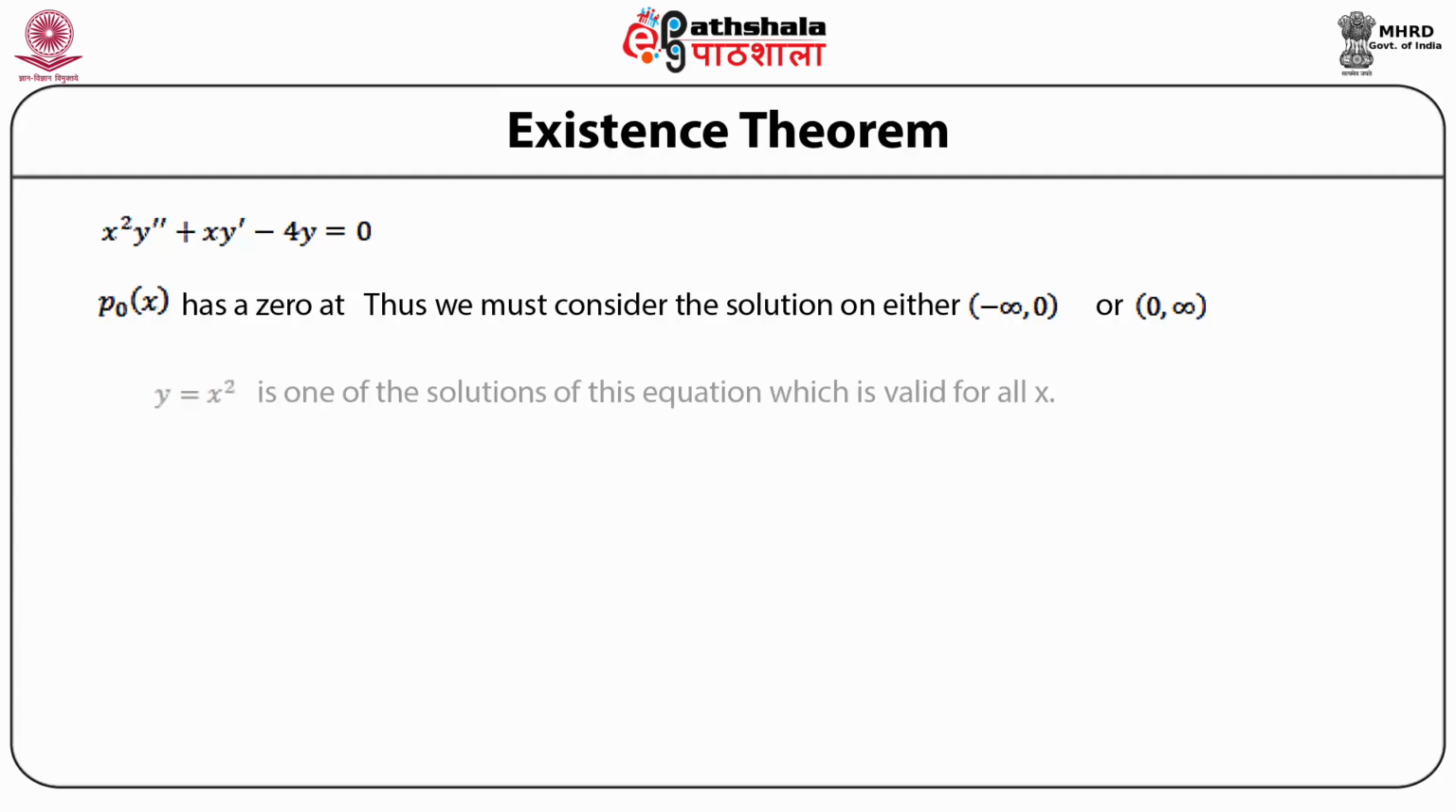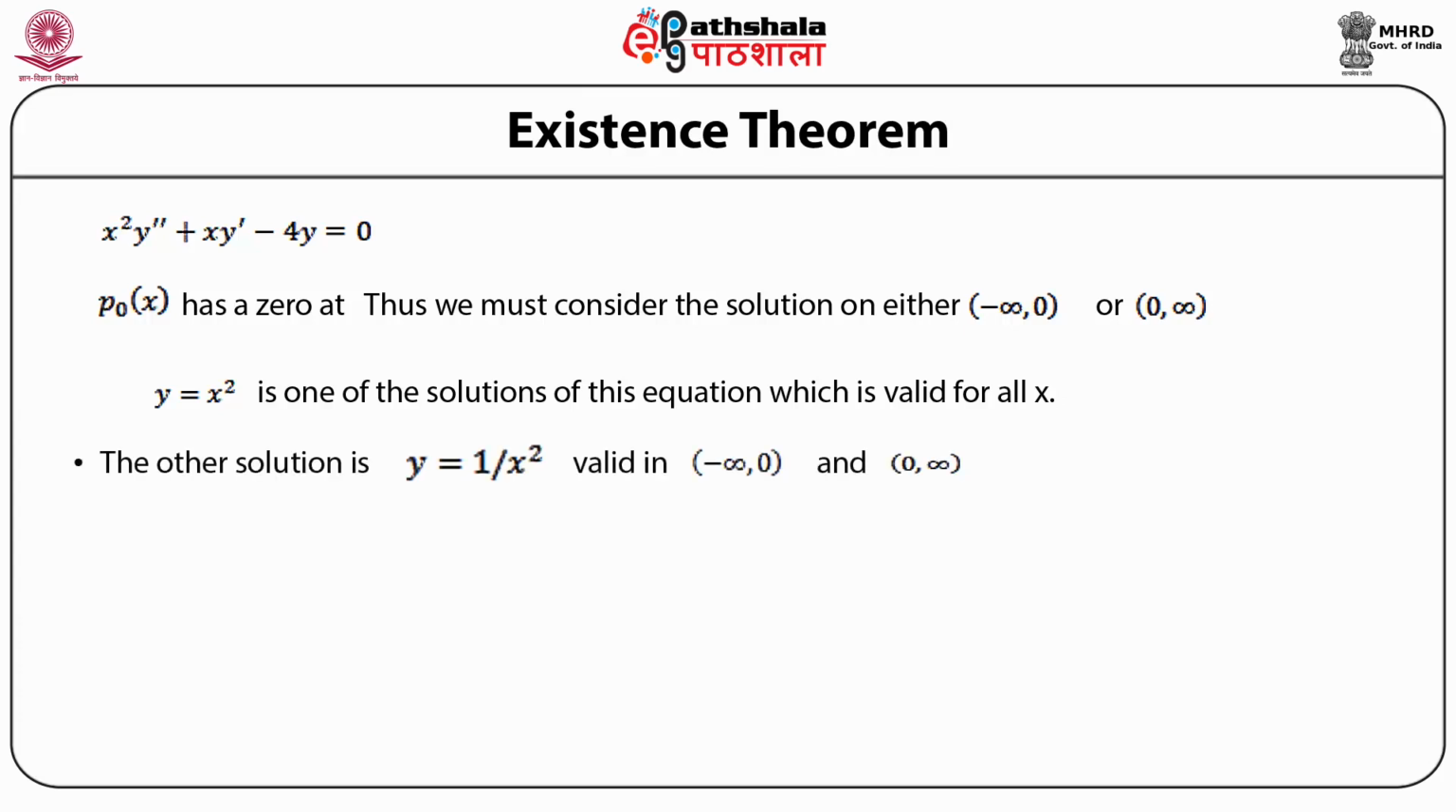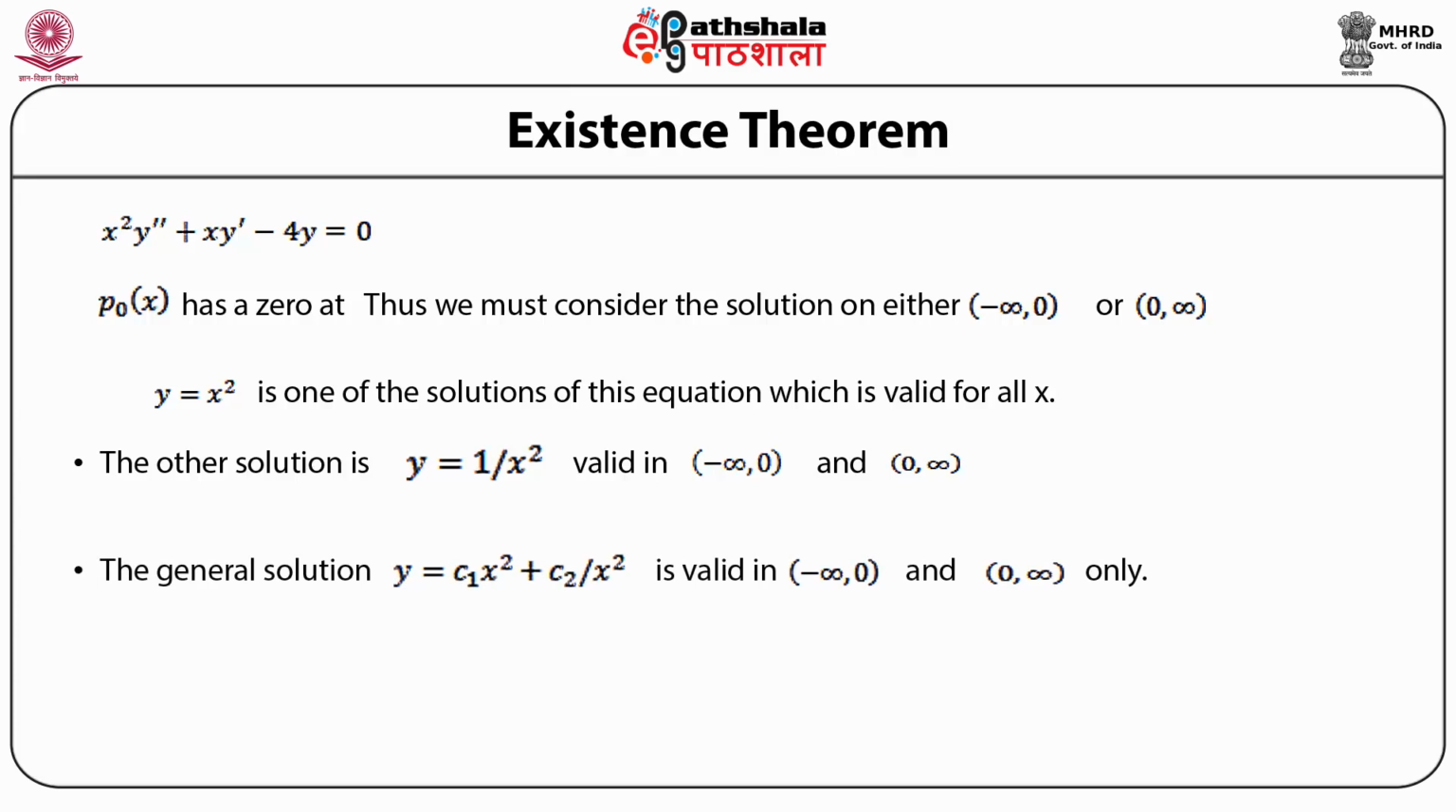By inspection, y is equal to x square is one of the solutions of this equation, which is valid for all x. The other solution is y equals 1 by x square. This solution is valid in minus infinity to 0 and 0 to infinity. Thus, y is equal to c1 times x square plus c2 divided by x square is the general solution, which is valid in the regions minus infinity to 0 and 0 to infinity only.